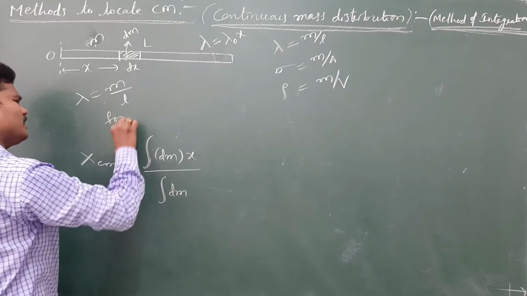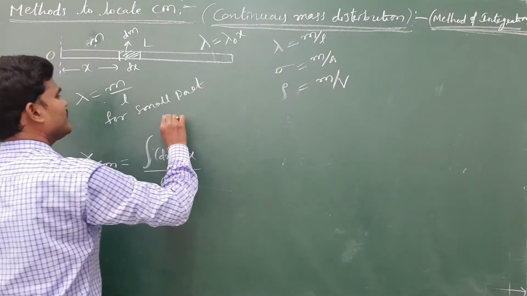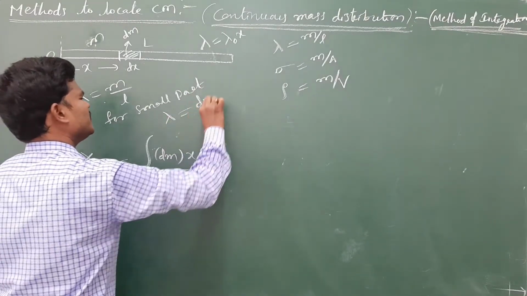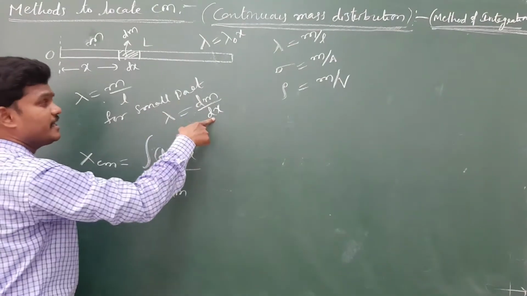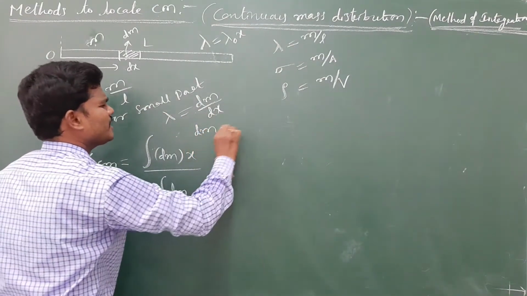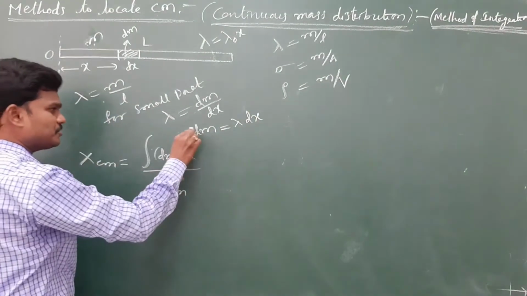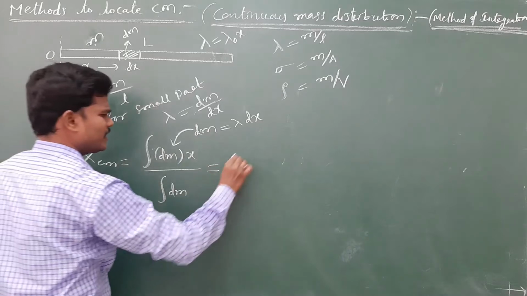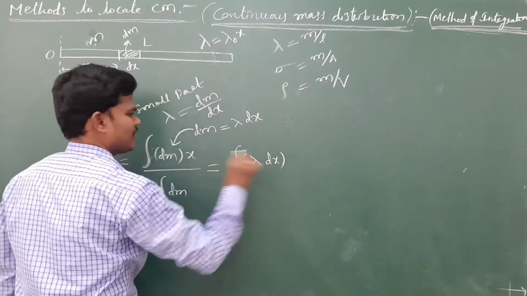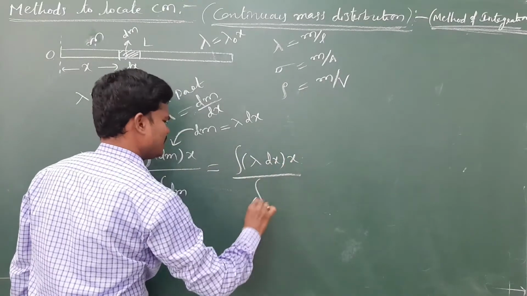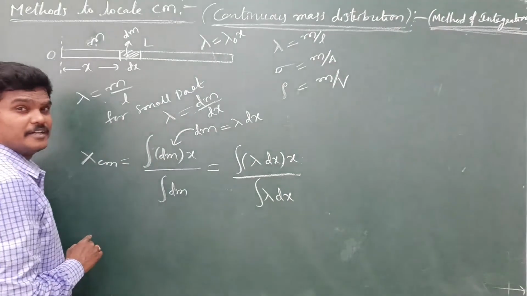We know lambda is mass per length. For a small part, lambda equals dm by dx. So we can write dm as lambda into dx. Let us substitute this dm here. Then integration of dm is nothing but lambda dx, and the numerator has an extra x, so it is integration of lambda x dx.